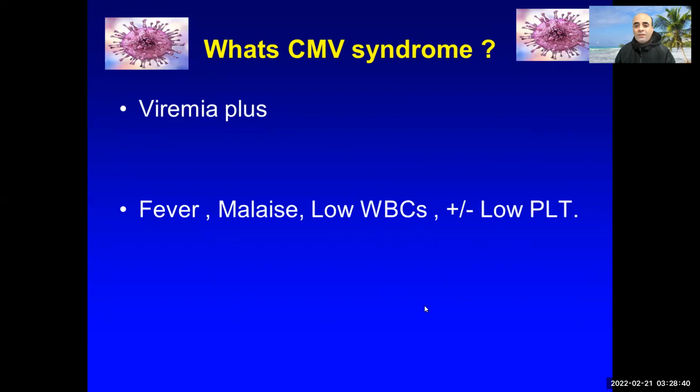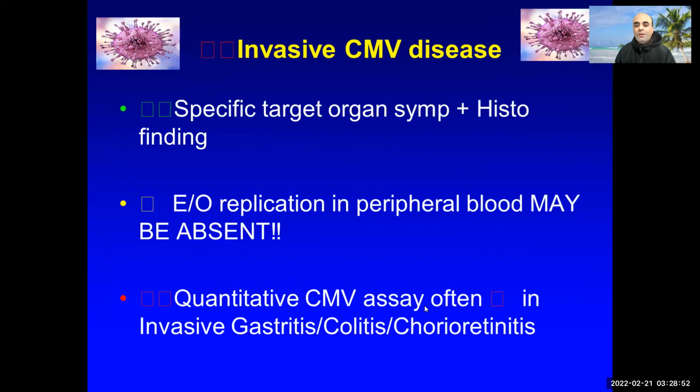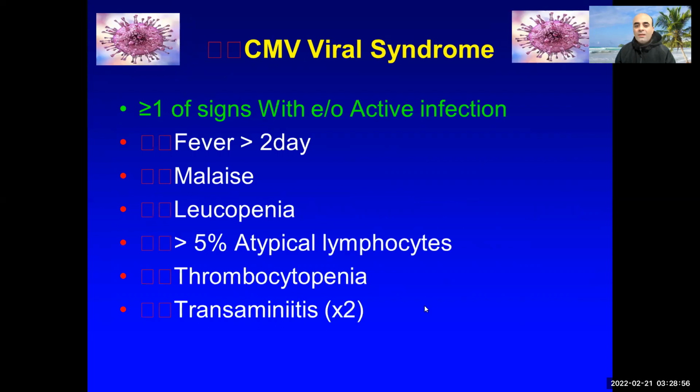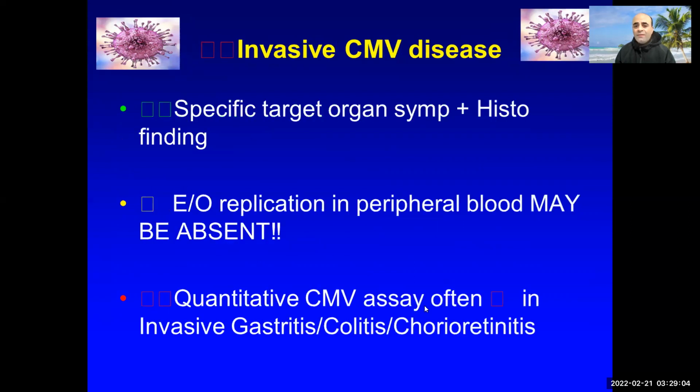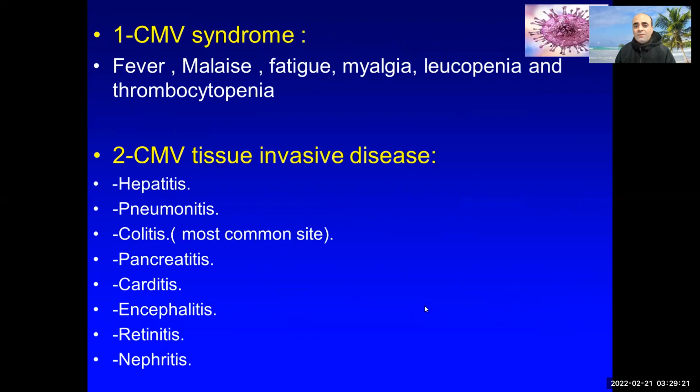What is CMV syndrome? As we mentioned, CMV syndrome is viremia plus fever, malaise, leukopenia, and thrombocytopenia. CMV viral syndrome, as we mentioned before, is more than one sign with active infection: fever, malaise, leukopenia, atypical lymphocytes, thrombocytopenia, transaminitis. Invasive CMV disease involves specific target organs, symptomatic plus histopathology. Replication in the peripheral blood may be absent. Use quantitative CMV assay for invasive gastritis, colitis, chorioretinitis. CMV syndromes: fever, malaise, fatigue, myalgia, leukopenia, and thrombocytopenia. CMV tissue invasive disease: hepatitis, pneumonitis, colitis, pancreatitis, carditis, encephalitis, retinitis, nephritis. Just don't forget colitis, enteritis, hepatitis; pneumonitis is the most common we see.